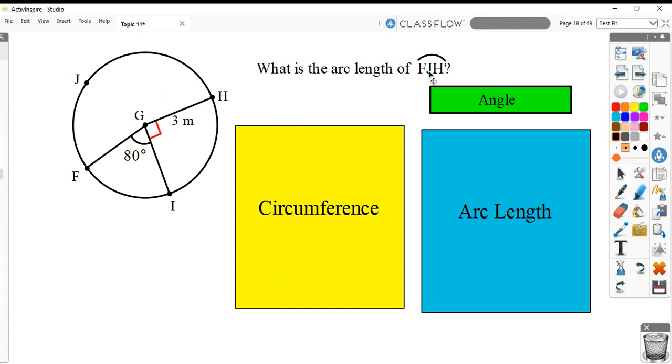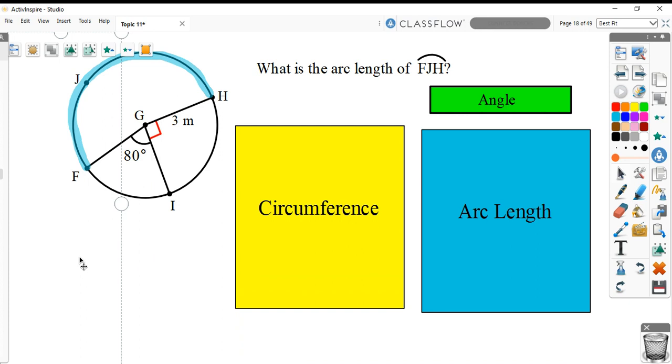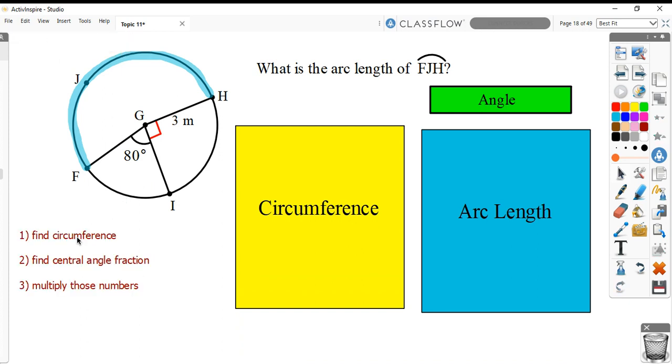Okay, arc length of FJH. Now here in a second, we're going to need to figure out some stuff with angles, but let's start with step number 1. Ultimately what we're going to try and end up with is the length of this blue highlighted area right here. But here's what we're going to start with. Remember your 3 steps. Step number 1, number 2, and number 3. I'm going to copy and paste those onto this slide too, just to make sure we've got it.